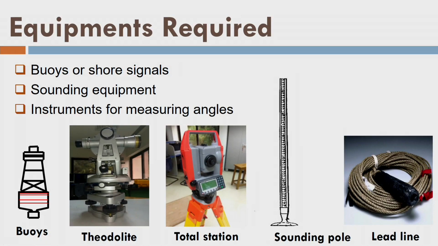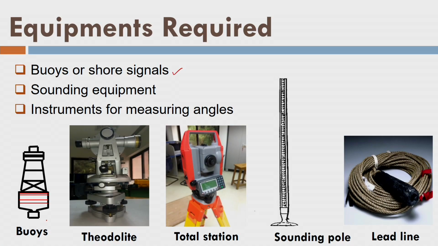So what are the equipments required? Okay, buoys and shore signals. That means there are some signals which are floating in the water and where we measure our XY position as well as depth. So these are called buoys, and here it is indicated. Okay, for the angle measurement we have theodolite. The total station also nowadays is used because we can measure the distance as well as angle with the total station. Now sounding poles and the lead lines.